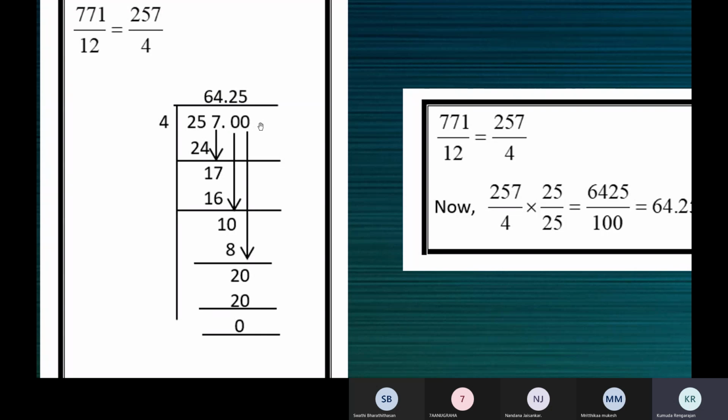How do I know I should place a decimal point, add 1 zero or 2 zeros or 3 zeros? I don't know. So I just wrote 257 by 4. I started the division. 4 6 are 24.